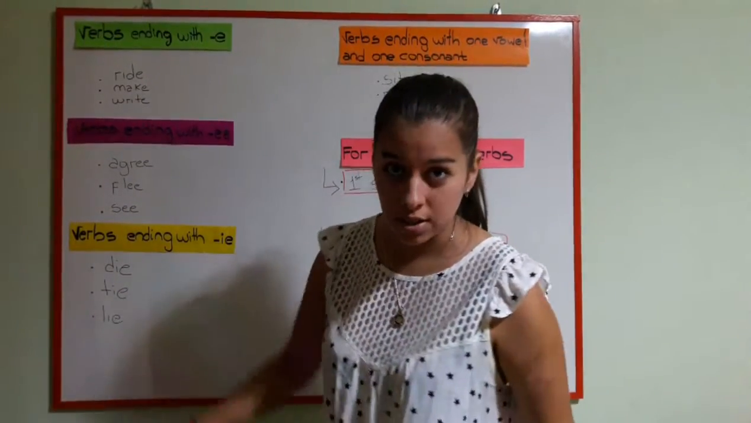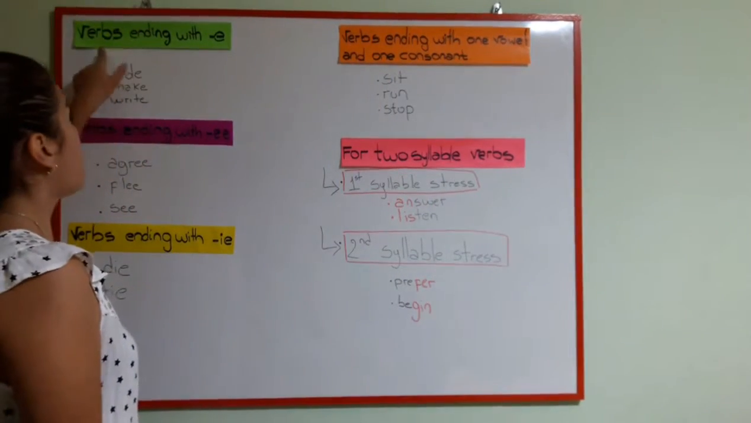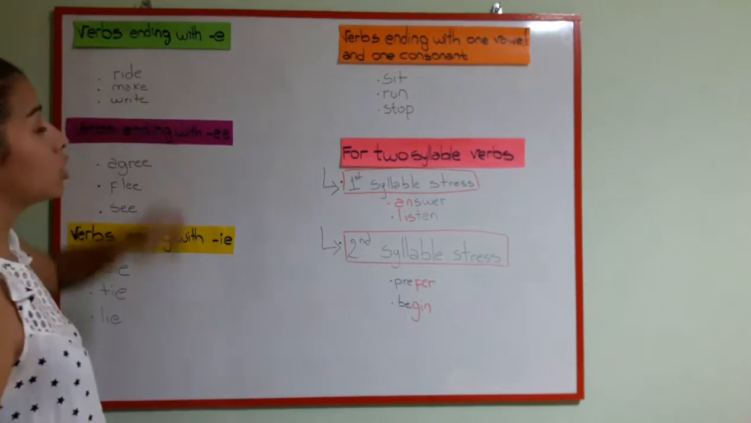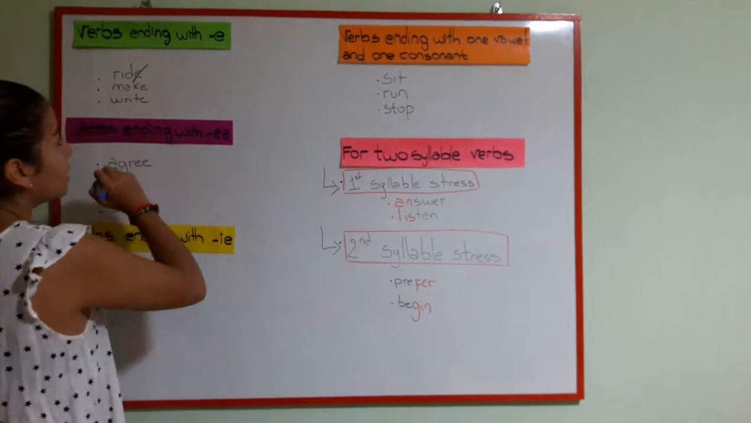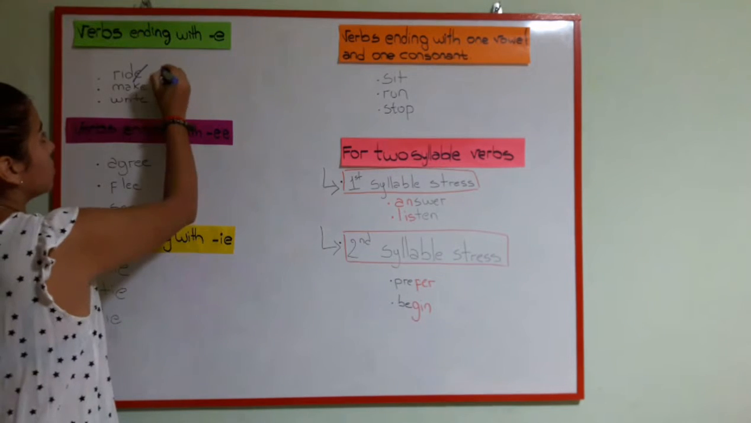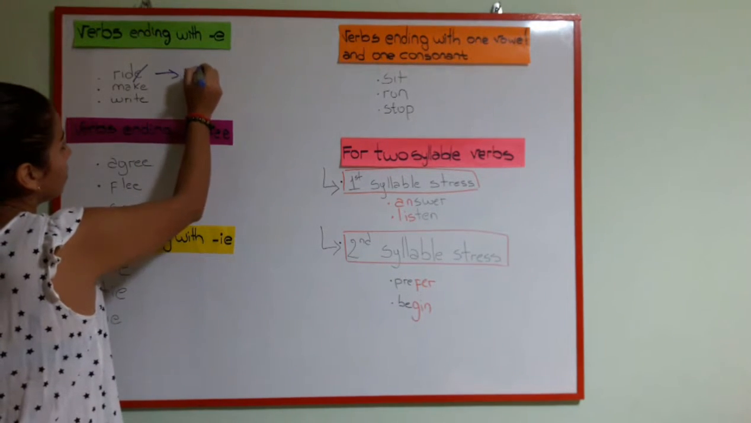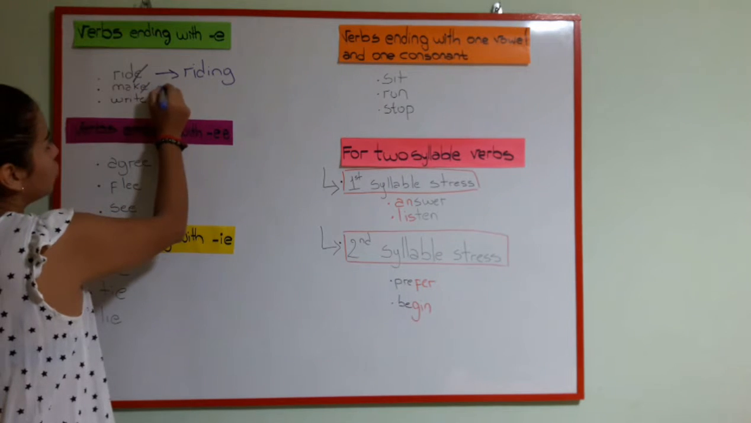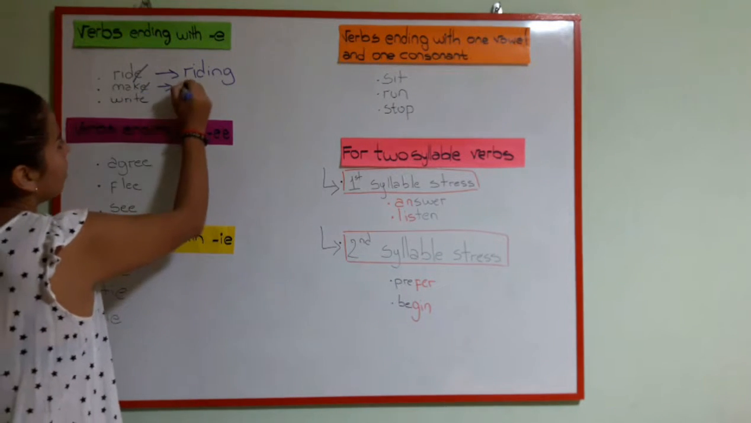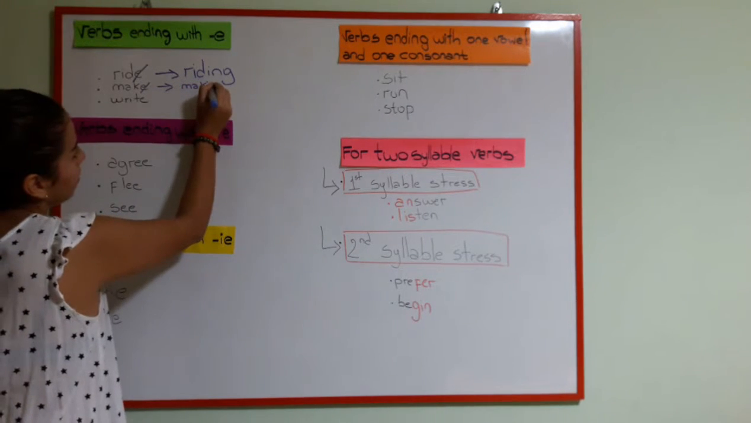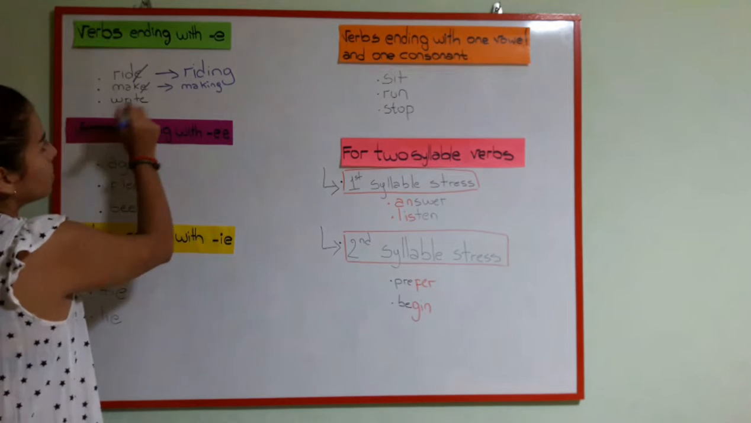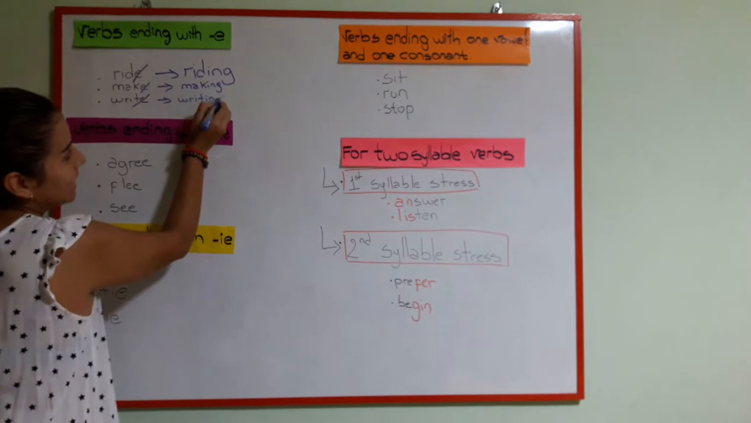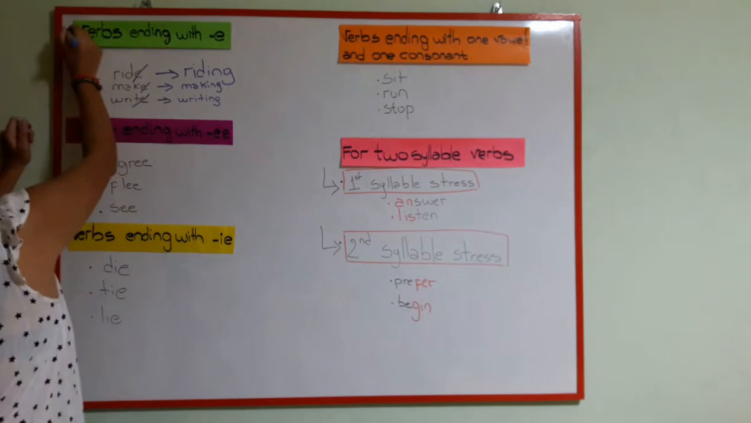Now, to form the verb with ing, we have some rules that we have to follow. Yes? Now we are going to see all of them. First, verbs ending with E. Yes, we drop the E and add ing. Okay? So, write, writing; make, we drop the final E, making. Okay? This is the first rule.